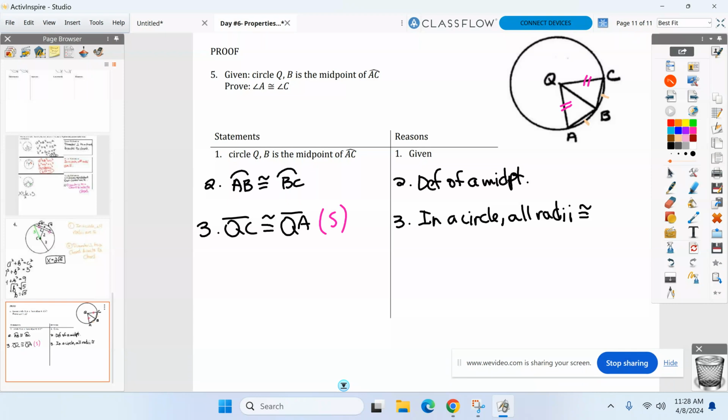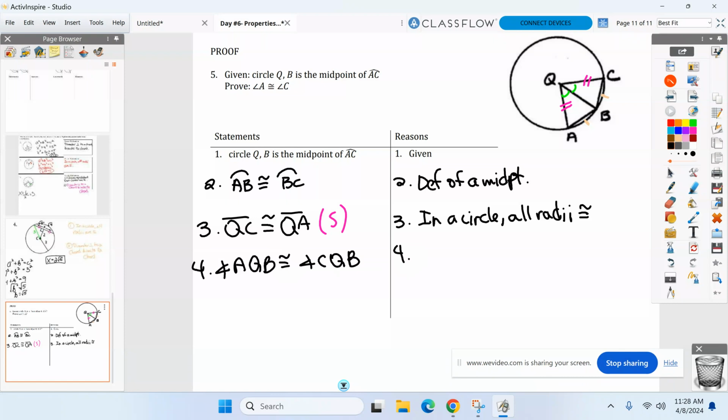What else up here can you get me congruent? Steve? Angle AQB and angle CQB. Ooh, going tough already. I'm glad we're doing this because this is going to be one of the new ones I showed you guys today. So angle AQB is congruent to angle CQB.